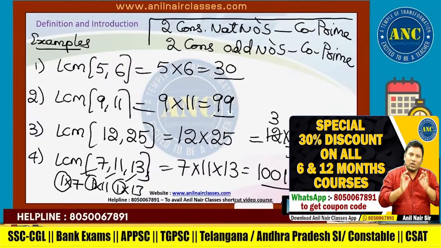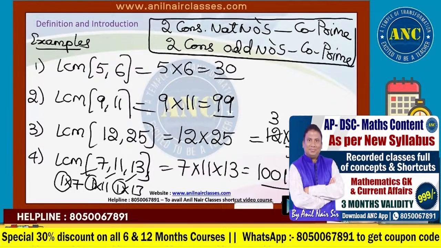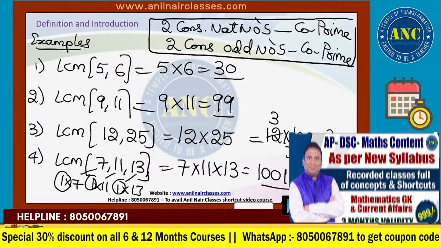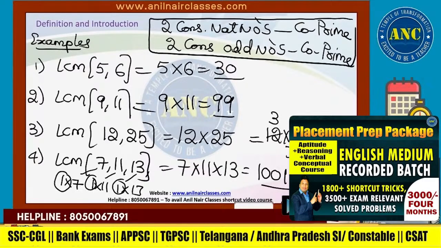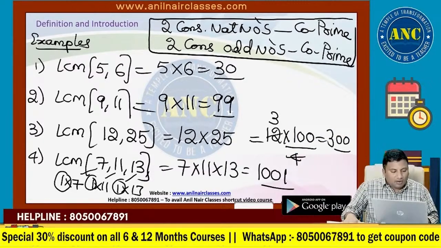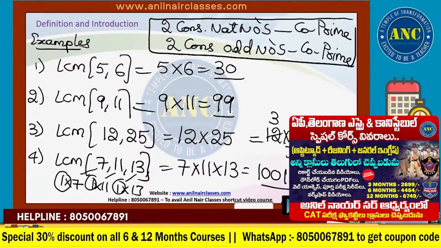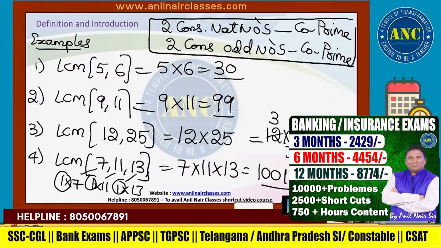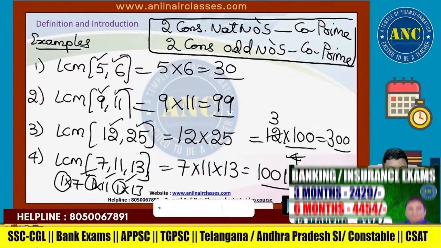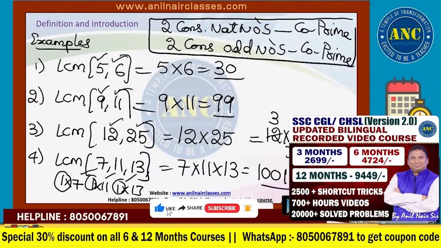Two consecutive natural numbers are always a co-prime set. Two consecutive odd numbers are always a co-prime set. I took prime numbers, one prime and one composite, and two composites. These are the varieties which we will do.